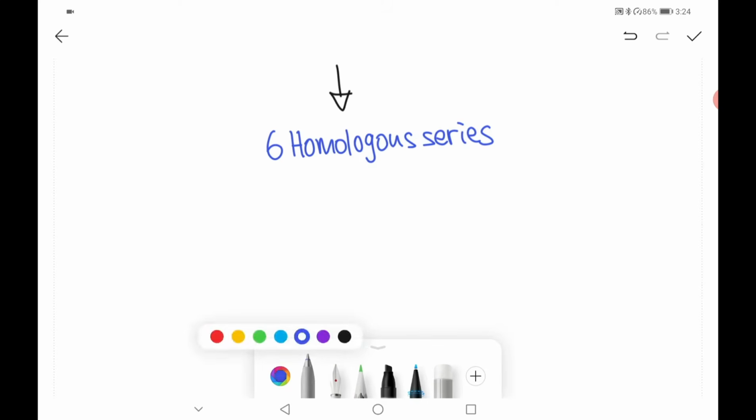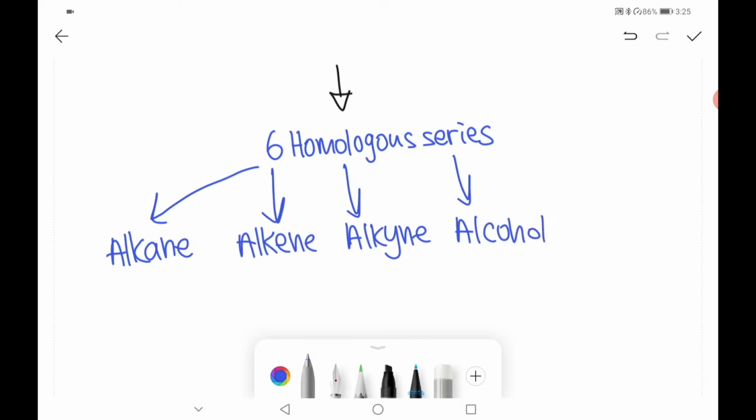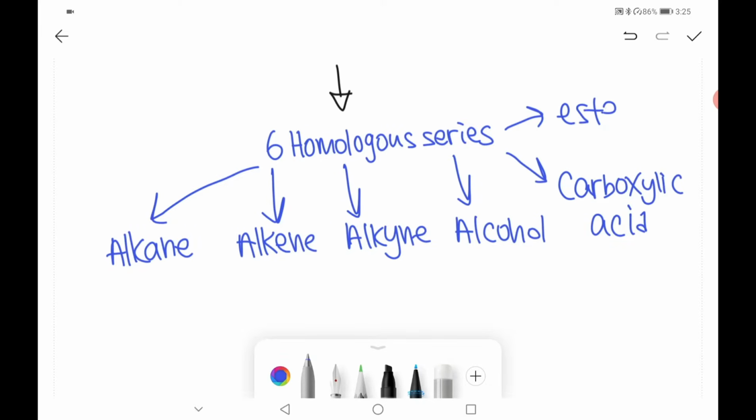So let's do a very quick recap. The first homologous series is called alkane. The second is called alkene. The third is called alkyne, K-Y-N-E, alkyne. The fourth is called alcohol. The fifth is called carboxylic acid. And the last one we call ester. So there are a total of 6 homologous series that you need to know.